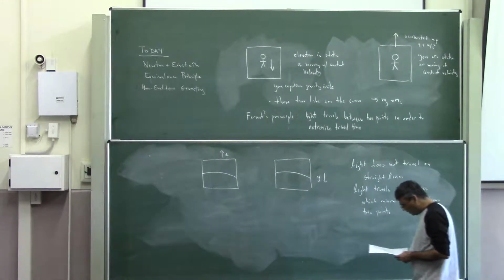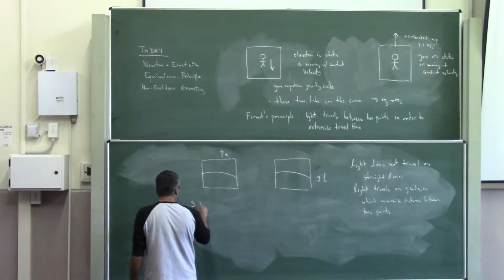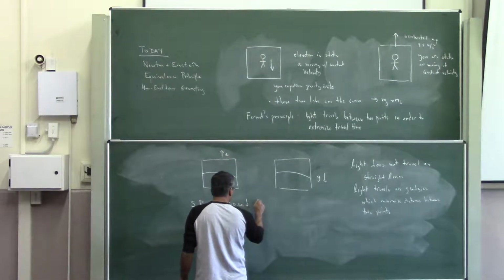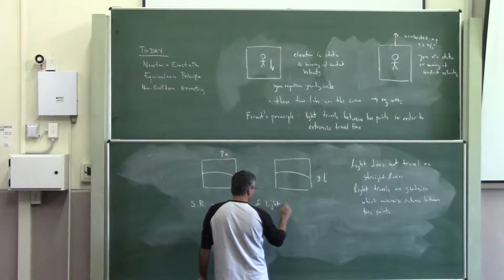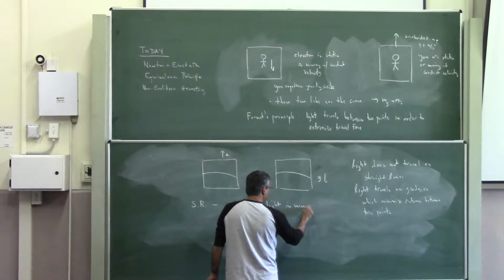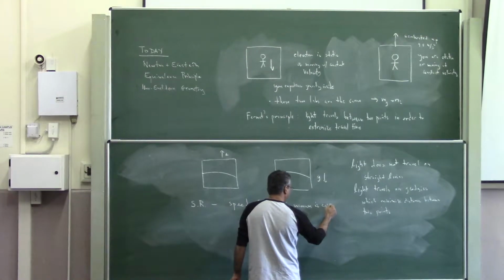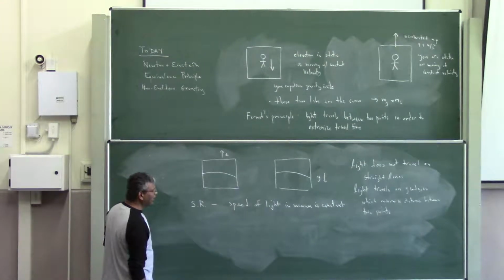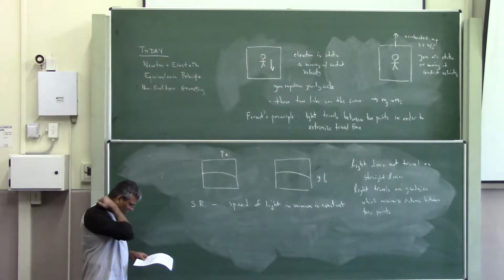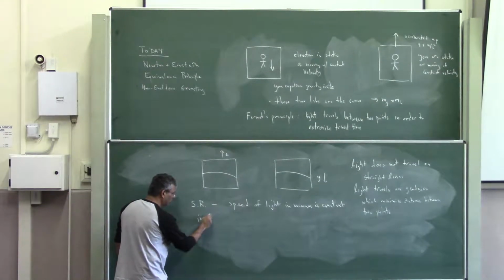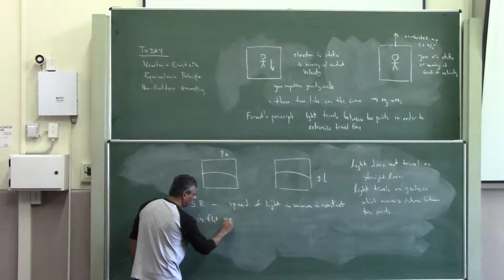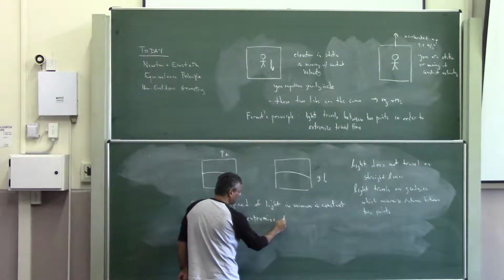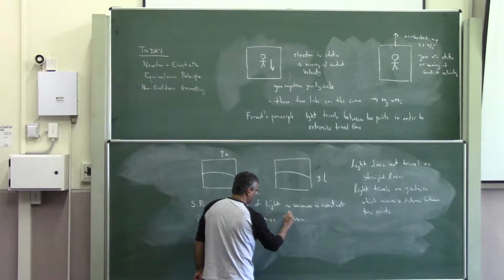Okay, so special relativity tells us that the speed of light in vacuum is constant. So light travels along geodesics, which extremize the distance, and in flat space, if you extremize the distance, you get a straight line.